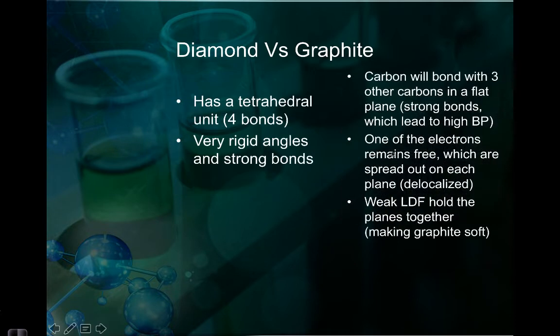which is why graphite can conduct electricity. With a diamond, we're going to get that tetrahedral unit, and then you're going to get very, very rigid angles, very, very strong bonds. With graphite, it only bonds with 3 other carbons, and then you're going to get a free electron because of that. So those free mobile electrons are moving around between the layers, okay? And the layers are held together by weak LDFs, or London dispersion forces, that hold the planes together, which means that graphite is very soft. When you compare graphite to a diamond, diamonds are very, very hard. Graphite is not.